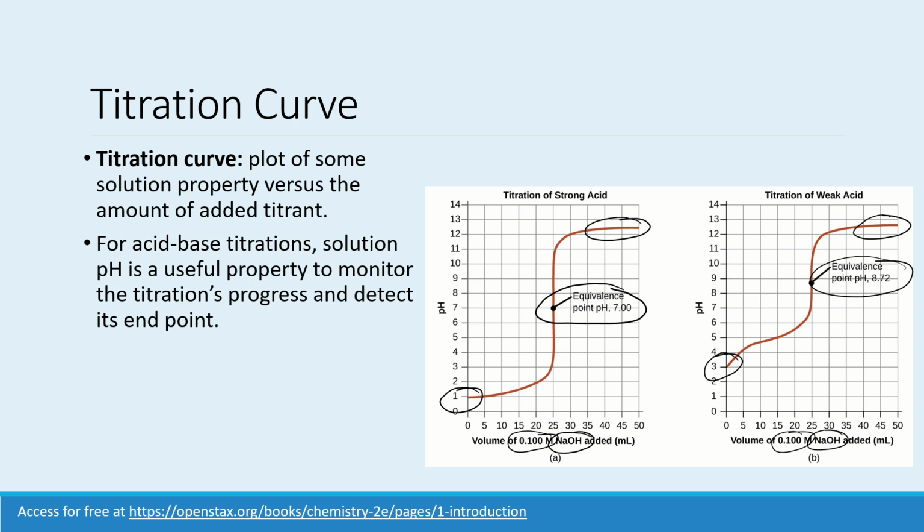And so the equivalence point is going to be neutral. It should be right at 7.0. But with a weak acid, you're going to have leftover conjugate base. So the conjugate acid will react with the sodium hydroxide to form that conjugate base. And so that leftover conjugate base is going to push that pH above 7.